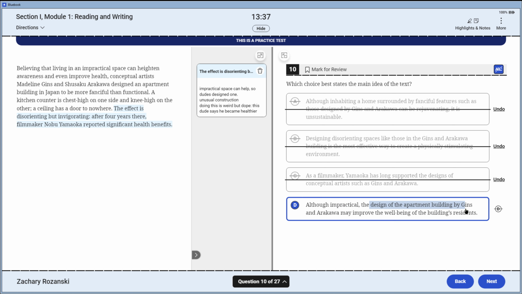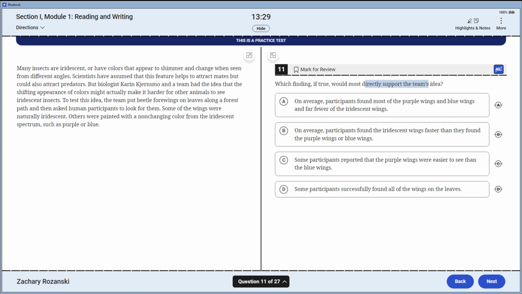The design of the apartment building by them may improve well-being of the building's residents. Absolutely. C falls for D. Absolutely the right answer. We're going to support the team's idea. Let's go looking for an idea.